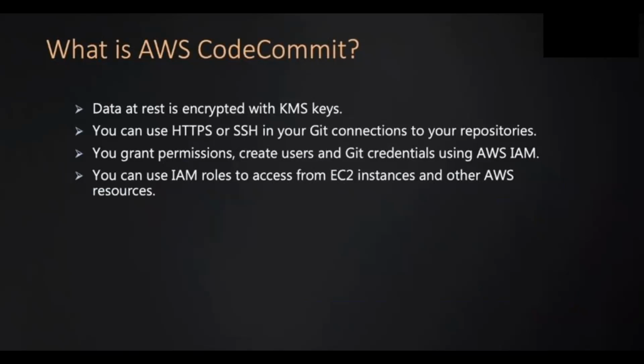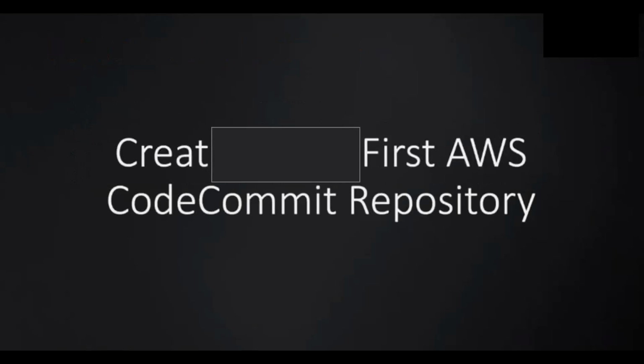We can grant permissions, create users, and get credentials. Only specific users need to be able to make these commits, so we can create separate users and give them separate permissions. We can also create separate roles on AWS for EC2 instances and things like that. Okay, so we'll see how to create the repositories.